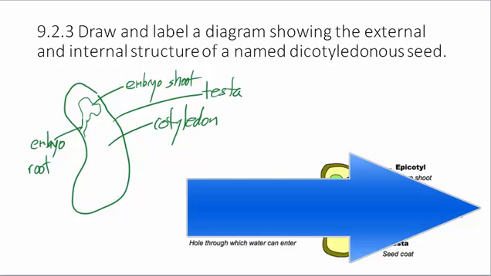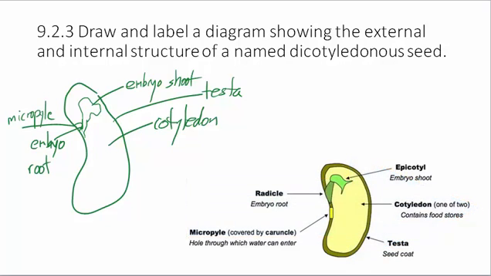And there's the micropyle, which is the hole through which the water can enter. And you can see this in diagram form in the image on the right.